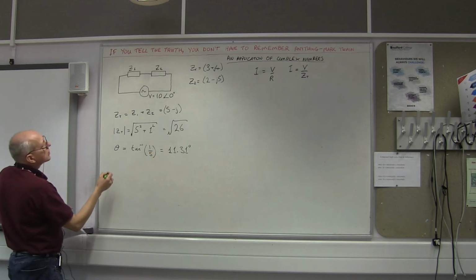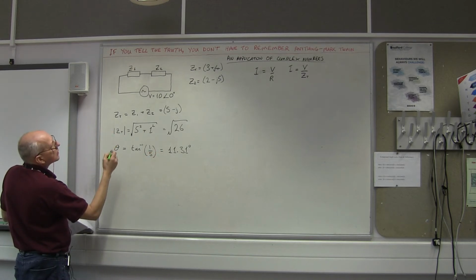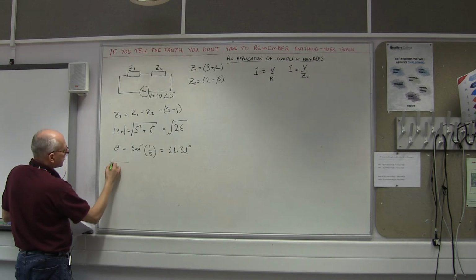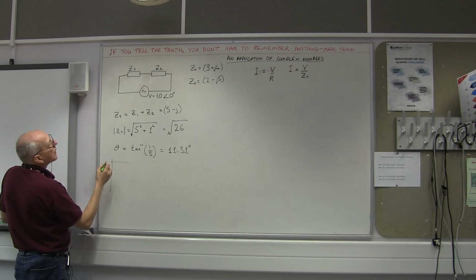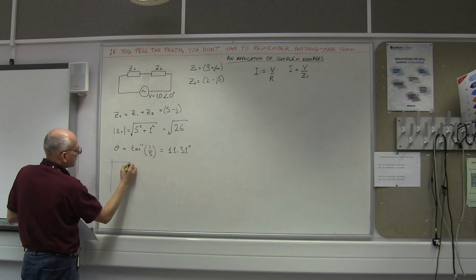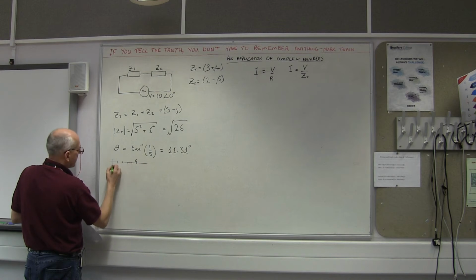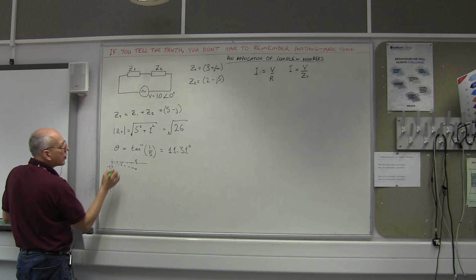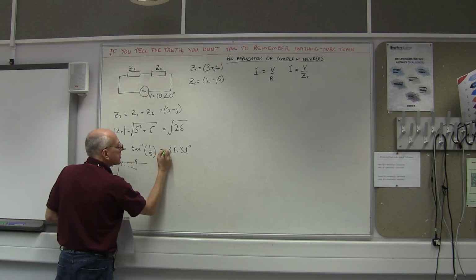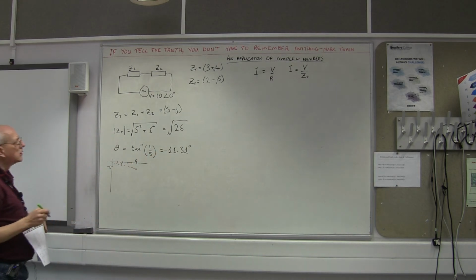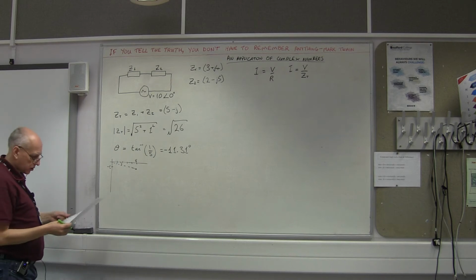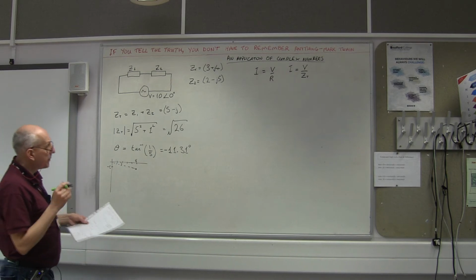Okay, and it's a minus sign because if I plot it, it goes like thus. The real part is 5, so 1, 2, 3, 4, 5. And the imaginary part is minus 1. It's going to be like that. Okay, so not much of an angle, so that 11 degrees sounds about right. So 1 in 5 angle. Okay, so minus 11.31. So that's that bit.